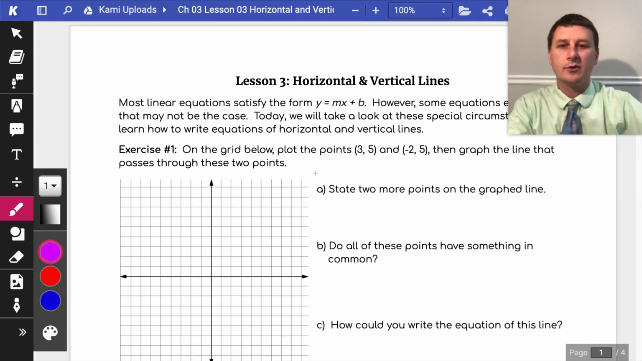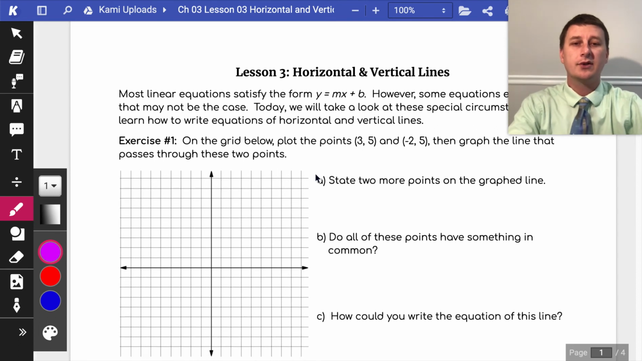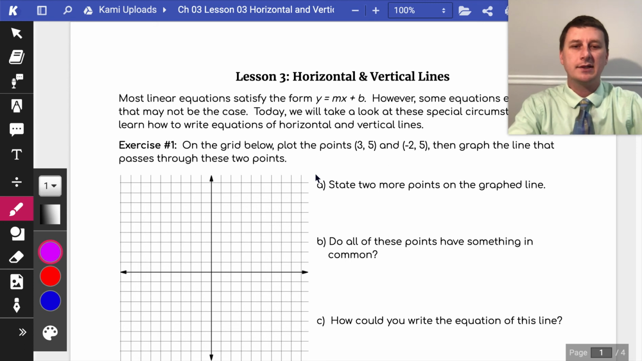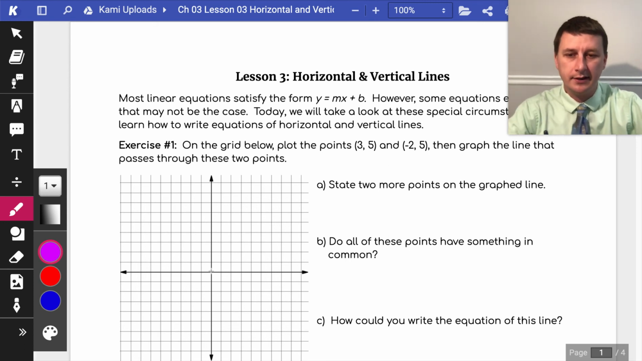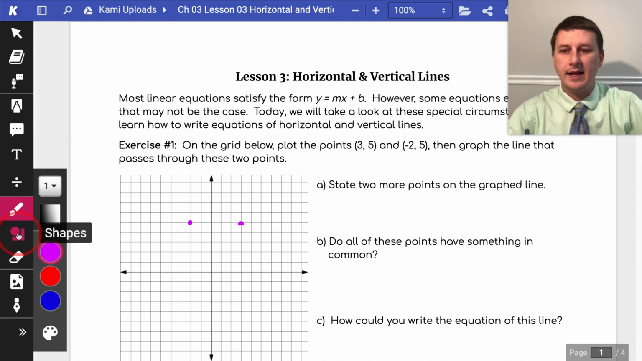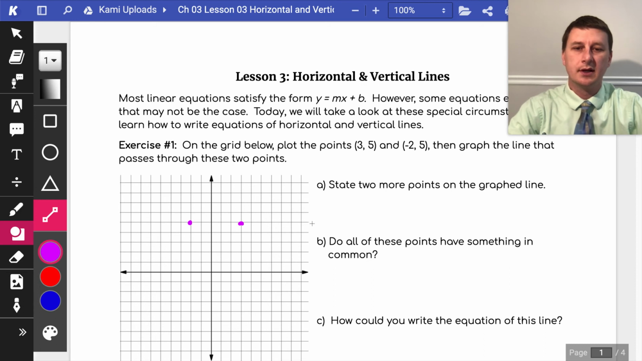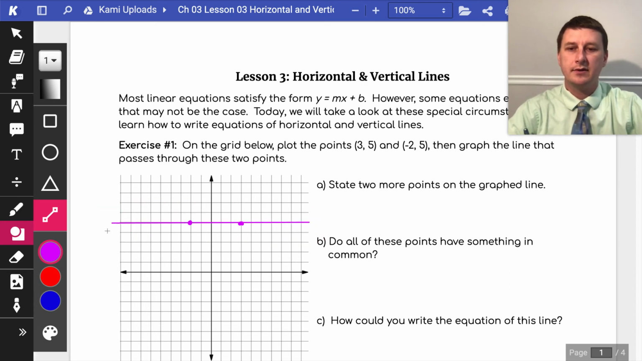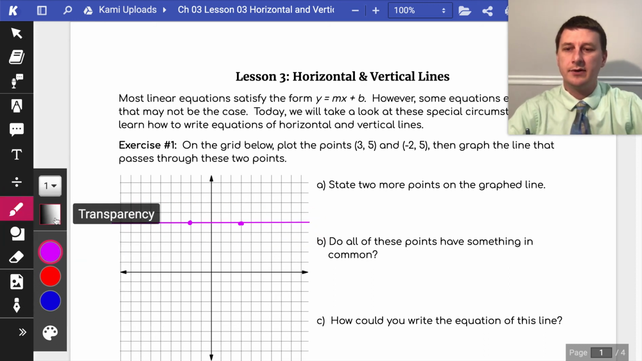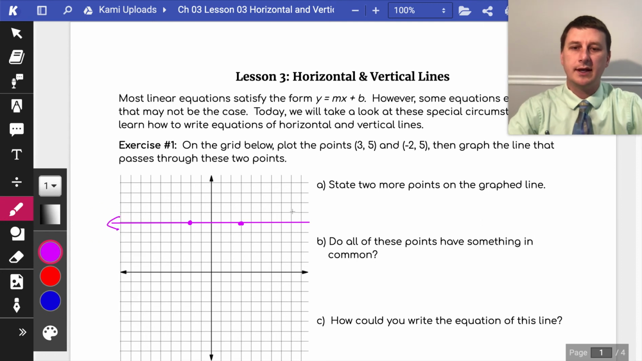So in exercise number 1, it says on the grid below, plot the points 3, 5, and negative 2, 5. Then graph the line that passes through these 2 points. So let's go ahead and look for 3, 5, and negative 2, 5, and we want to graph the line that passes through these 2 points. So we'll just graph a line that passes through those 2 points. There we go. And again, we always want to put arrows on the end of our lines to show that they go on forever in both directions.